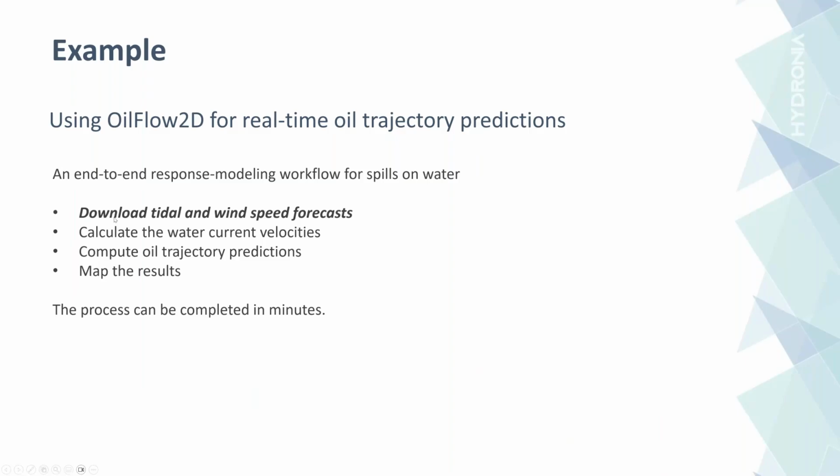The point here is that you can download the tidal and wind speed forecasts, then calculate the water current velocities based on those forecasts, compute the oil trajectory predictions, and map the results. This is something that needs to occur for real spills very quickly. And due to the speed of the OilFlow2D and RiverFlow2D models that perform in GPU, these predictions can occur very quickly and assist you in the emergency planning as well.